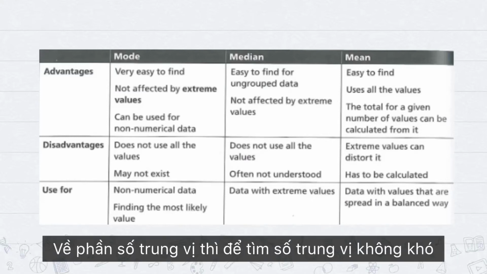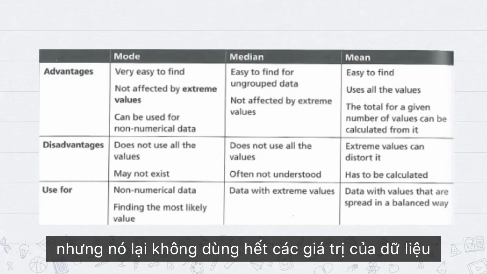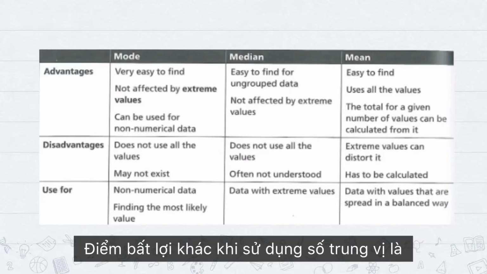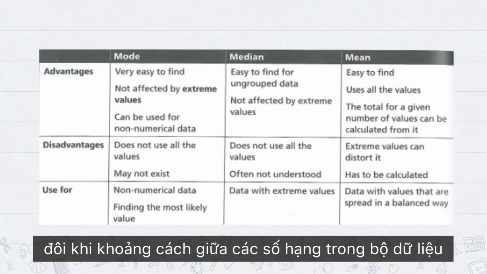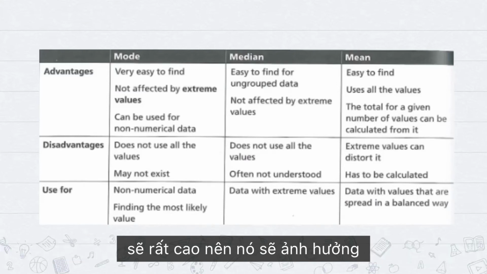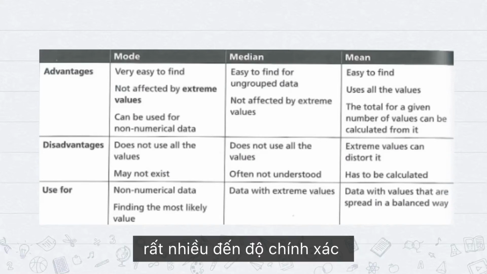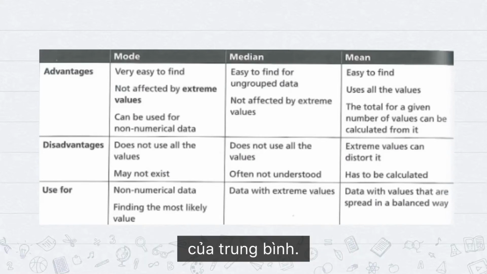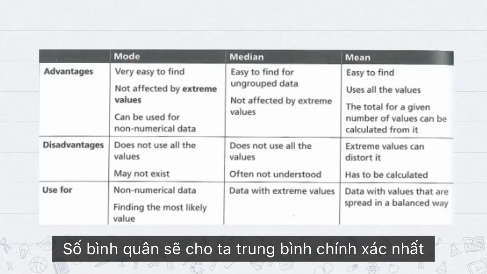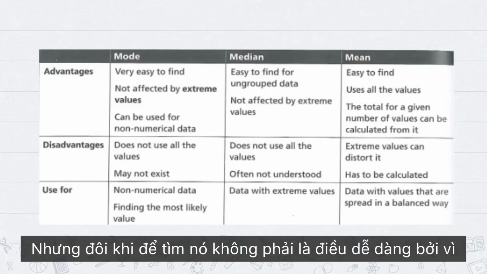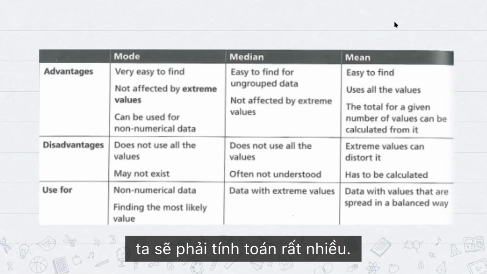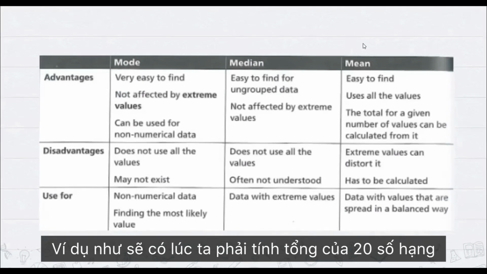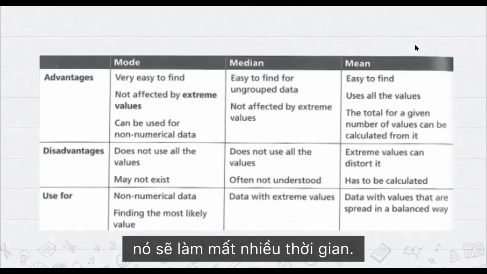And finding the median is also easy, but it does not use all of the values. And sometimes the disadvantage of the median is that the differences between the terms in the data are very high, so it will affect the accuracy of the average a lot. And the mean will give you the most accurate average, but sometimes it is not that easy to find because it has to be calculated. For example, you would have to calculate the sum of like 20 terms in the data, and it will cost you a lot of time.